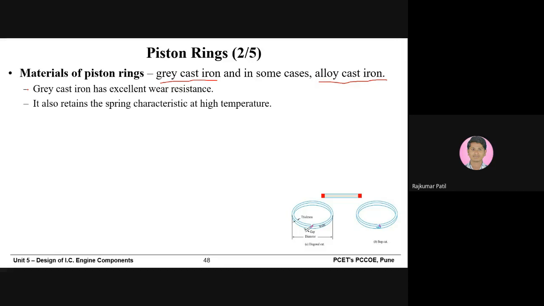Generally, the piston rings act like a spring, and as temperature increases, the spring characteristics may change, and the material should have the ability that even at high temperature, the spring characteristic will not change. Sometimes piston rings are chromium plated to reduce the wear.